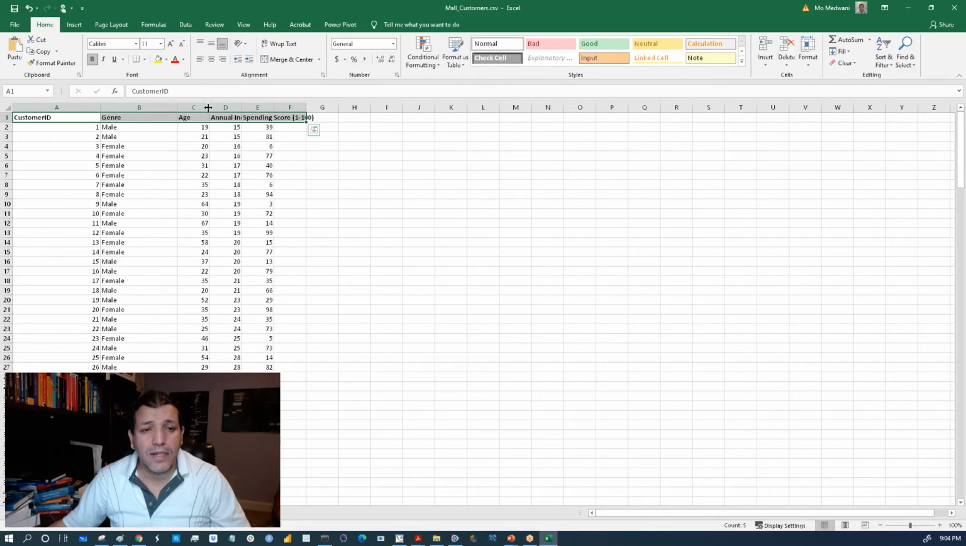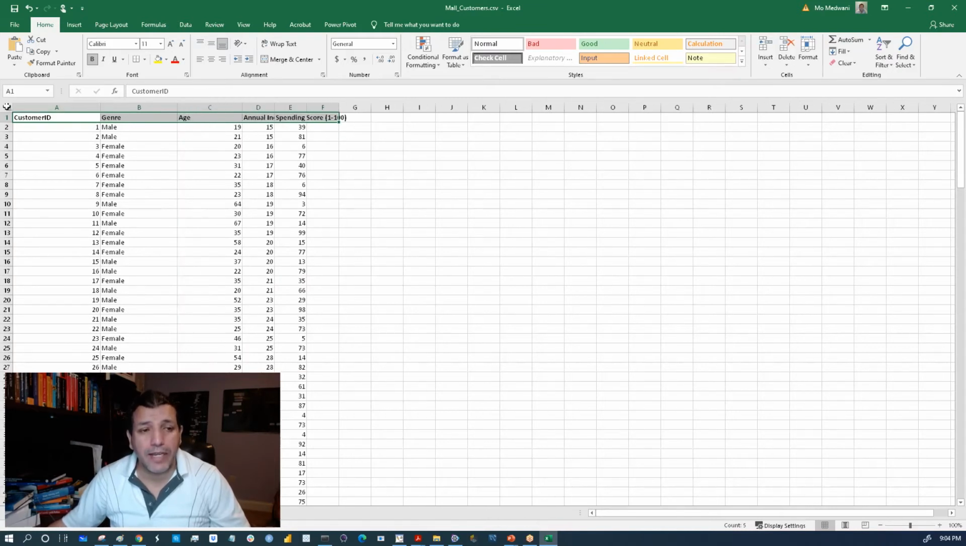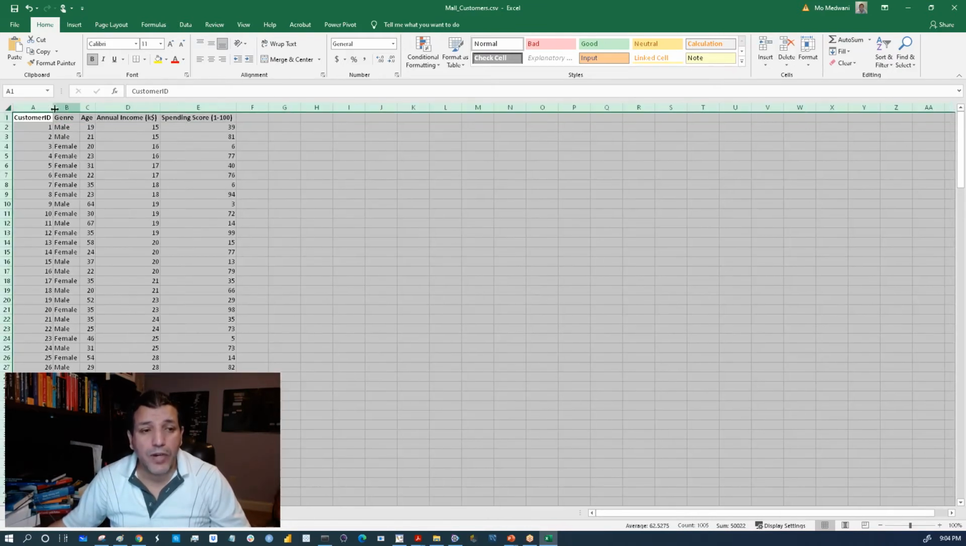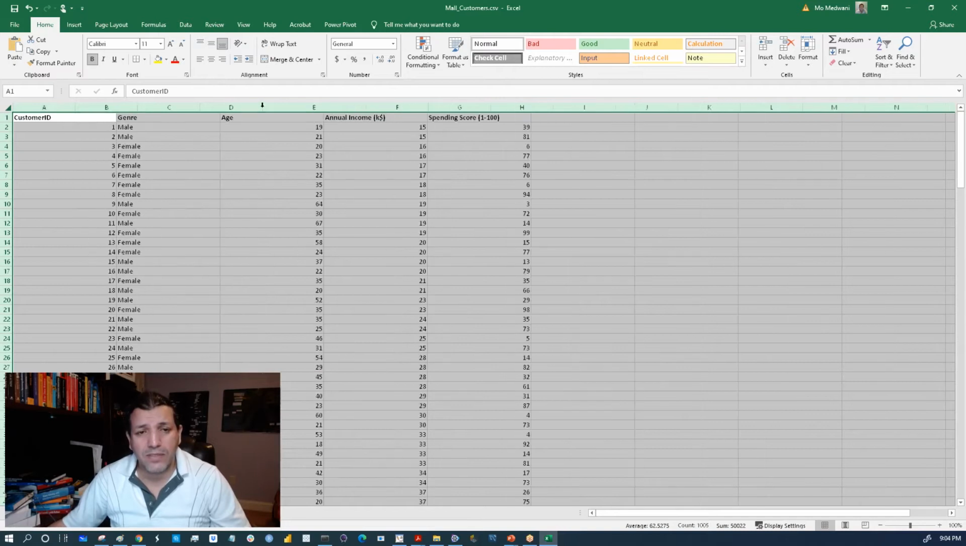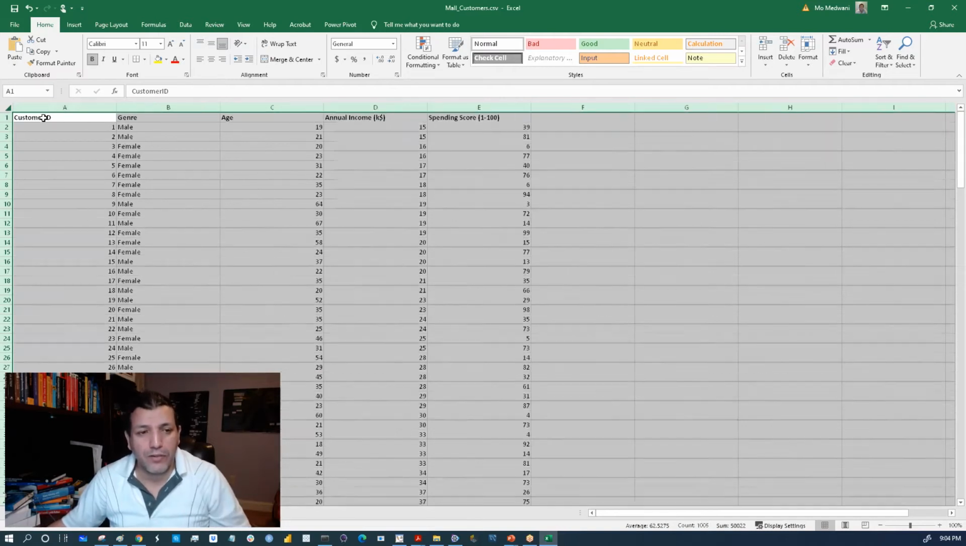This data here is tabular data. As you see, it's structured data, meaning we have rows and columns, and this is a very small data set.